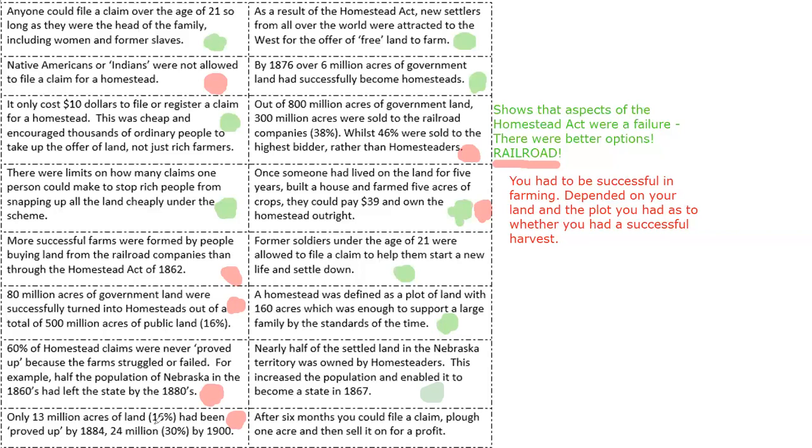After 6 months, you could file a claim, plough 1 acre, and then sell it on for a profit. That's a negative. Why? Because the government didn't want you to do that. The government wanted people to settle, not to sell it.